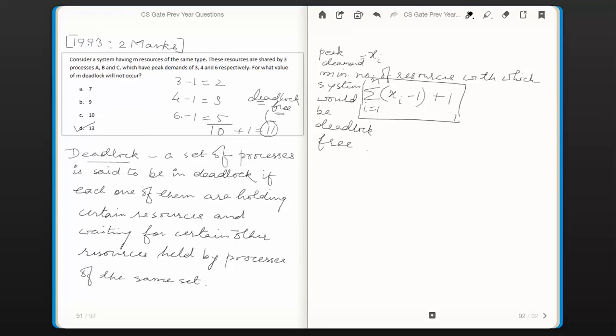By applying this formula to this particular problem, we found that 11 is the number of resources with which this system with these processes would become deadlock free. So I hope you have understood the logic.